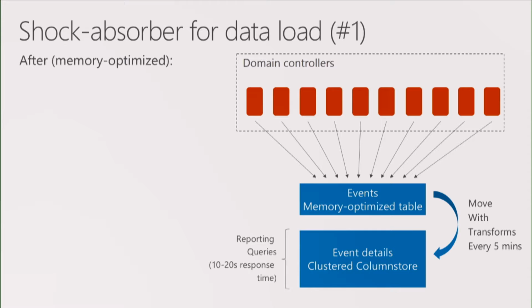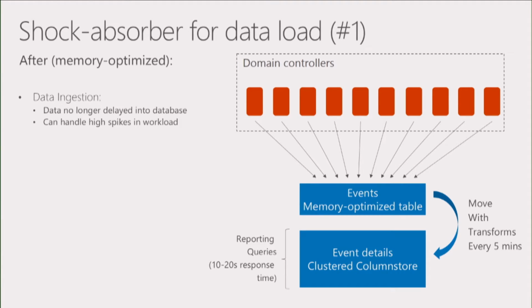So what they did is migrate this staging table, the events table, to a memory optimized table. That is used to ingest all the data, and for the event details, the final table that has all this historical data, they're using clustered column store because that table is used for analytics. They now do a regular batch movement with transformations from the one to the other, and they can now run it every 5 minutes. Well, actually, they do run it every 5 minutes, but they could run it faster if they wanted to, but 5 minutes is good enough for them.